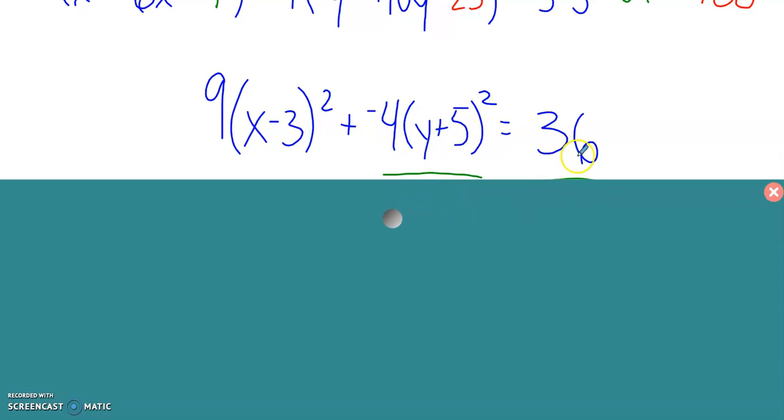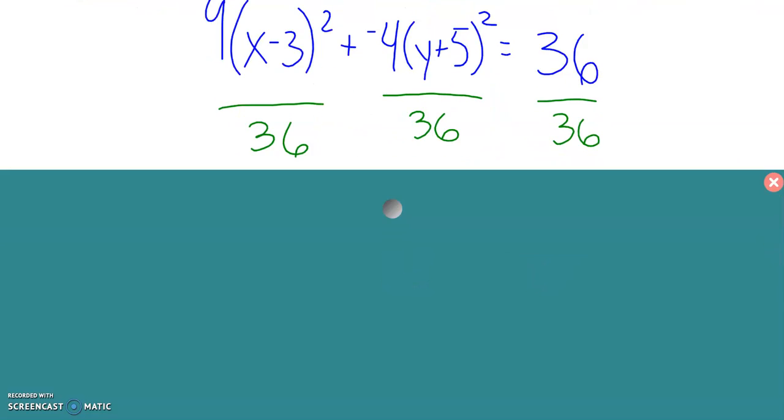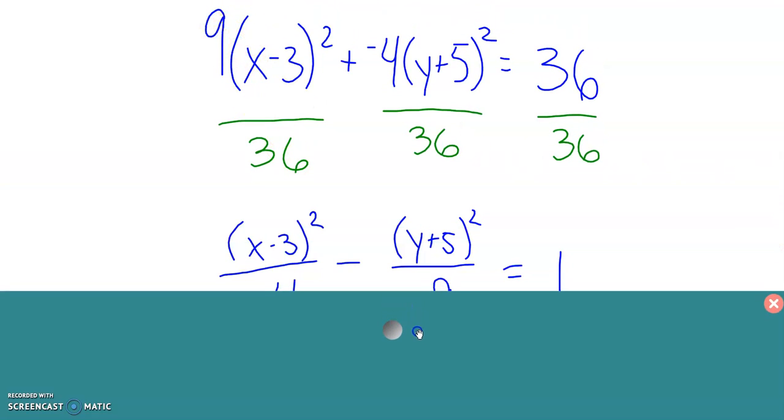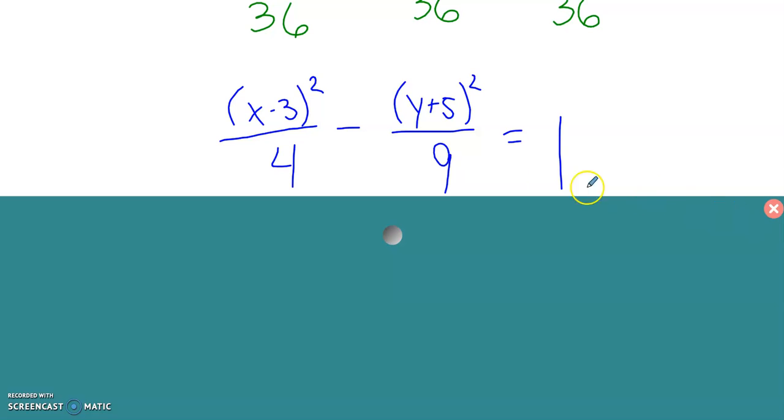I then, to get it in standard form, need to divide everything by 36. So I divide everything on both sides by 36. Now this fraction here is 9/36, which simplifies to 1/4. This plus a negative I can just change back into subtraction to make it look like the standard form for a hyperbola. And then I simplify, 4/36 becomes 1/9, and then 36 over 36 is 1. And I now have the equation for my hyperbola.